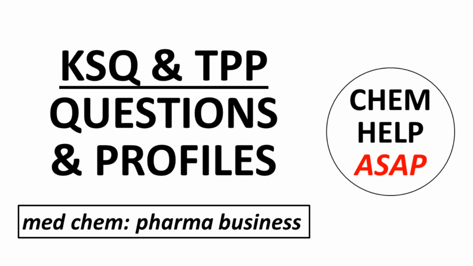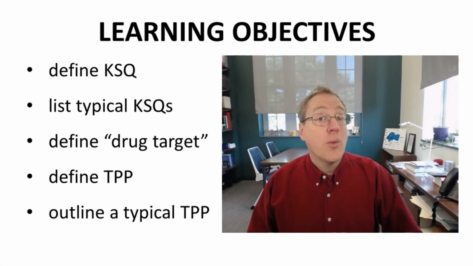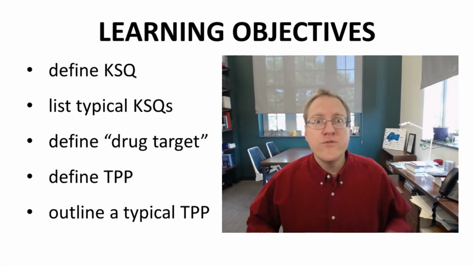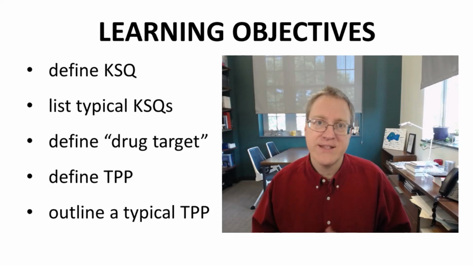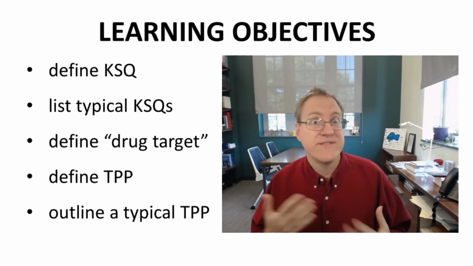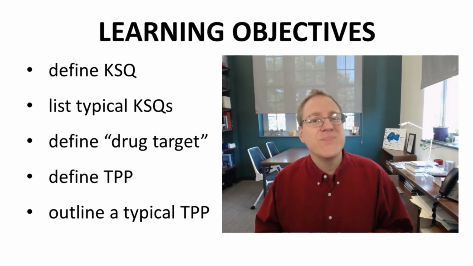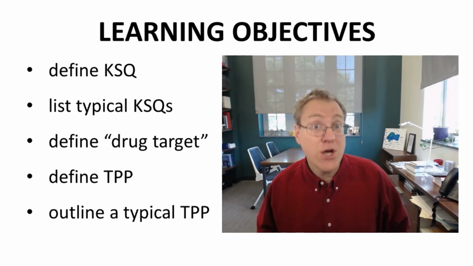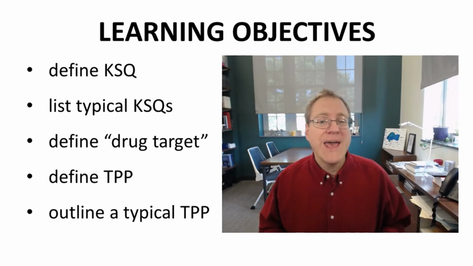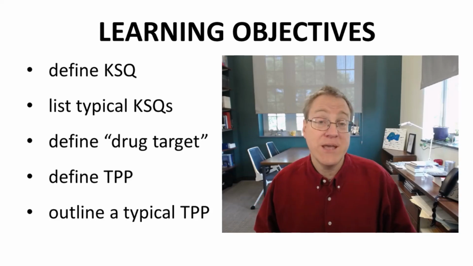In this video, we will cover two ideas: key scientific questions, KSQs, and the target product profile, TPP. Upon completion of this video, students will be able to define KSQ, that's key scientific question, list some typical KSQs, define a drug target, define TPP, target product profile, and outline a typical TPP.